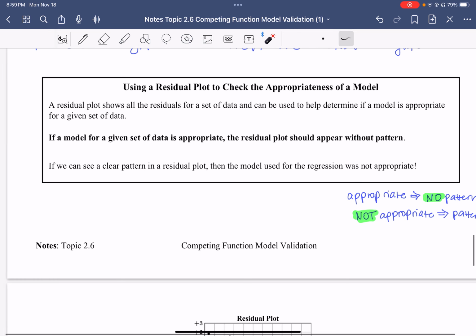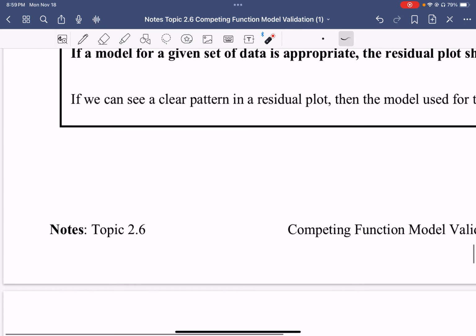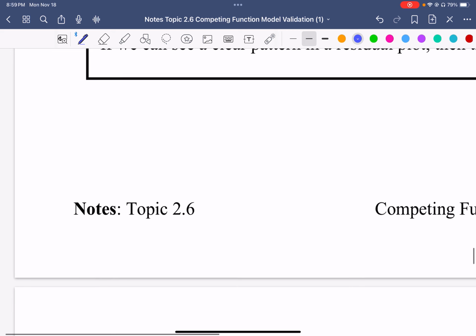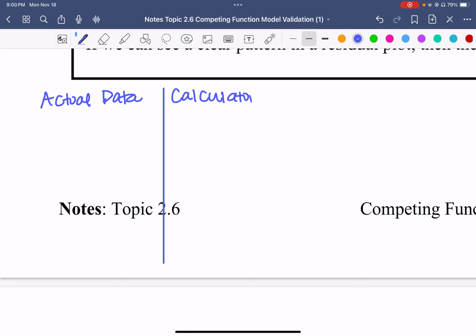Now, when you're looking at residuals, they might ask you questions about what regression they chose in the calculator. So I just want to show you that this is a 3-step process, and I'm going to show you the 3 steps. So we have the actual data that's given to you either graphically or on a table. And then we have the calculator regression, which is of course when you put the data into the calculator. And then finally, you can look at your residual plot.